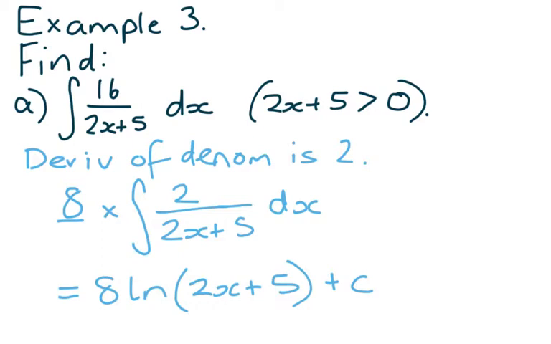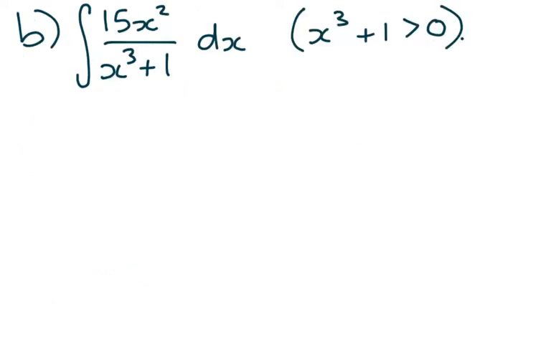So again, I just looked at what the derivative of the denominator is, and whether we can make that by multiplying it by another number. So part B for this one is the integral of 15x squared over x cubed plus 1.